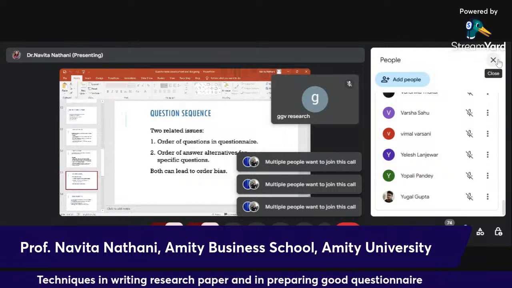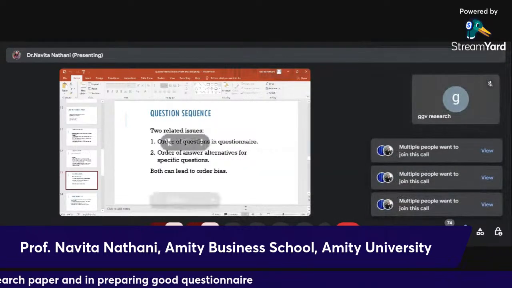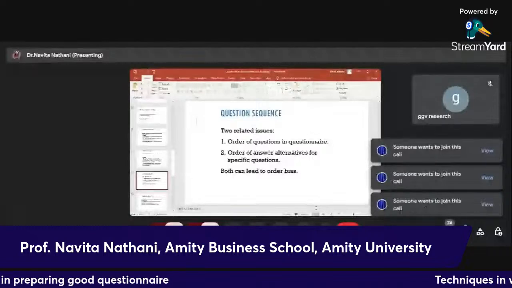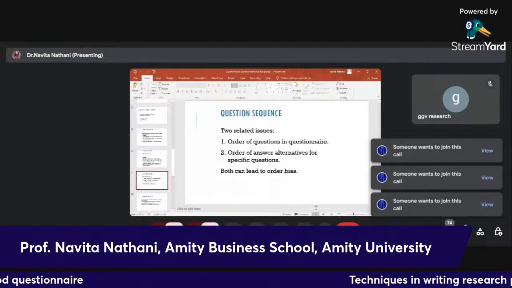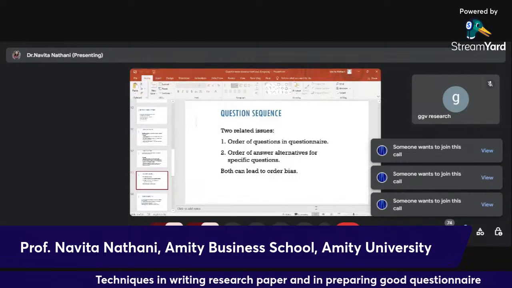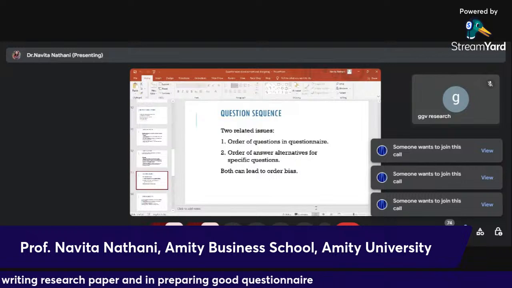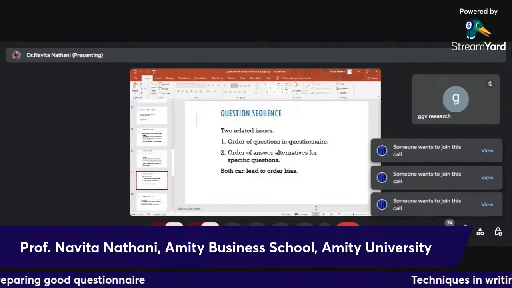एक बार देखो, the order of questions can also lead to order biases. So we should be very, very careful. जैसे मैंने पूछ लिया how frequently you purchase, और फिर उसके next मैंने question कर लिया कि कौन कौन सा product आपने purchase किया. ठीक है. Then I am in a sequence.